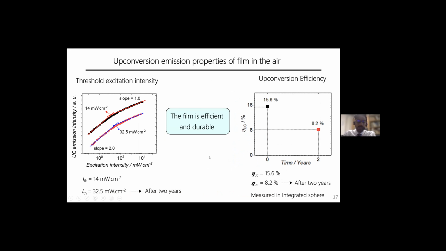We then further measured other upconversion properties like the threshold excitation intensity and the upconversion efficiency. This film worked very nicely near subsolar irradiance, which increases its significance for practical applications. Moreover, this film showed a very high upconversion efficiency of 15.6% in the solid state, which is equivalent to the record value in the solid state. And even after 2 years of storage at room temperature, the upconversion efficiency decreased by only half. So it shows very nice durability as well, which is a record to date actually.